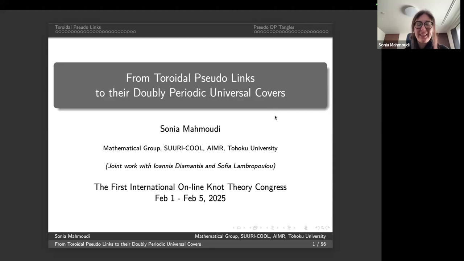So today I will most likely talk about links in the thickened torus, and a particular type of link which are called pseudo-links, and how we can study the universal cover, which will lead to some kind of doubly periodic entangled structure.